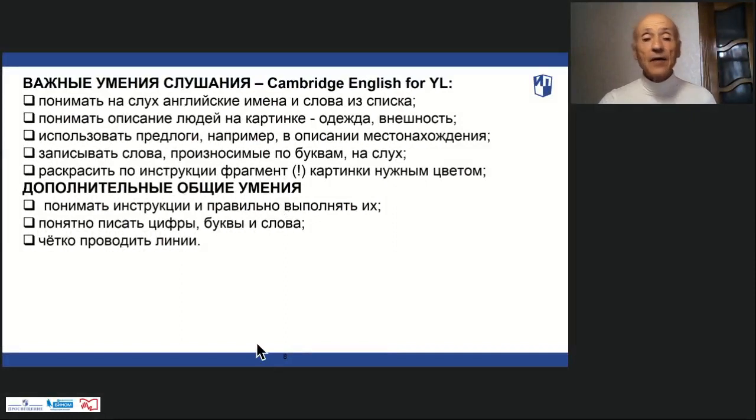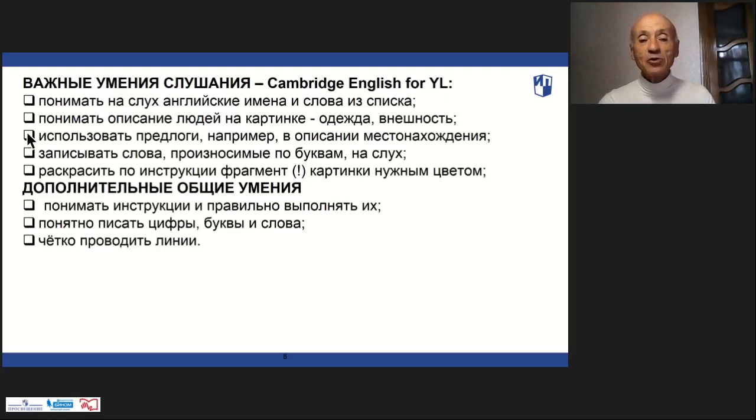There are some really important, crucial, I would say, skills of listening that we need to develop in our learners in order to enable them to pass the exam well. First of all, learners have to understand from hearing English names and words from a list. They have to understand descriptions of people in the picture. What is meant here is clothes and appearance, look.